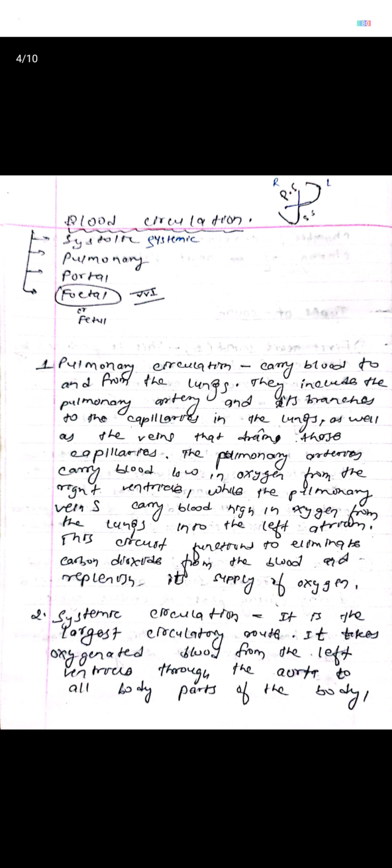Blood circulation. It is of 4 types: systemic, pulmonary, portal, fetal or vital. Pulmonary circulation: carries blood to and from the lungs. They include the pulmonary artery and its branches to the capillaries in the lungs, as well as the veins that drain those capillaries. The pulmonary arteries carry blood low in oxygen from the right ventricle, while the pulmonary veins carry blood high in oxygen from the lungs into the left atrium. This circuit functions to eliminate carbon dioxide from the blood and replenish its supply of oxygen.